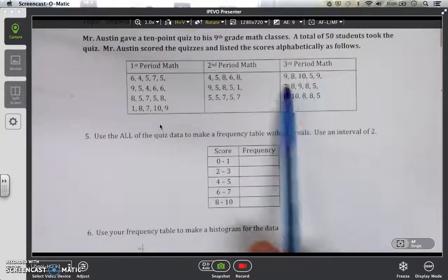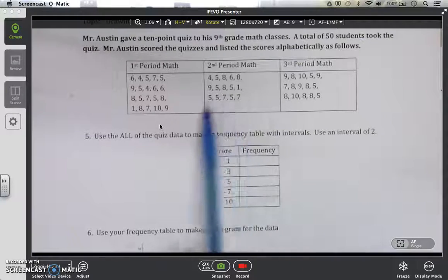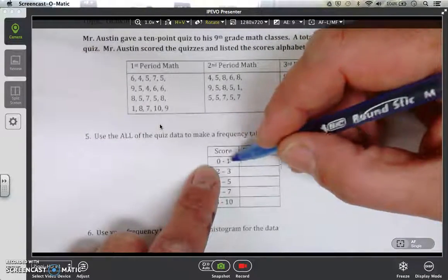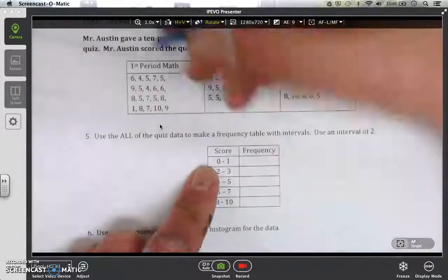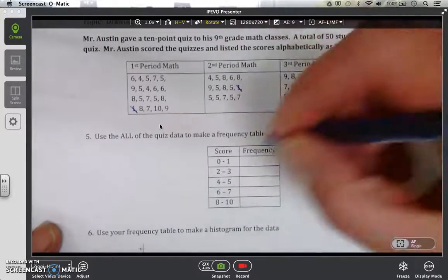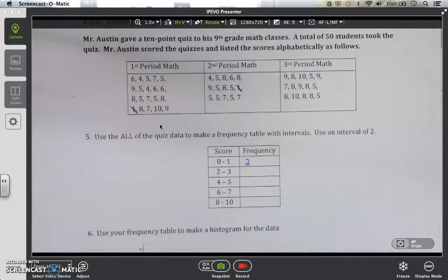I see a couple nines in here. 9 happens a lot, but 8 happens a lot. There's several 5s. I honestly can't tell. So what we do is we go through here and ask, how many scores were between 0 and 1? Okay. And as I go through, I'm going to cross them off. There's 1, there's 2, there's only 2 there. All right.